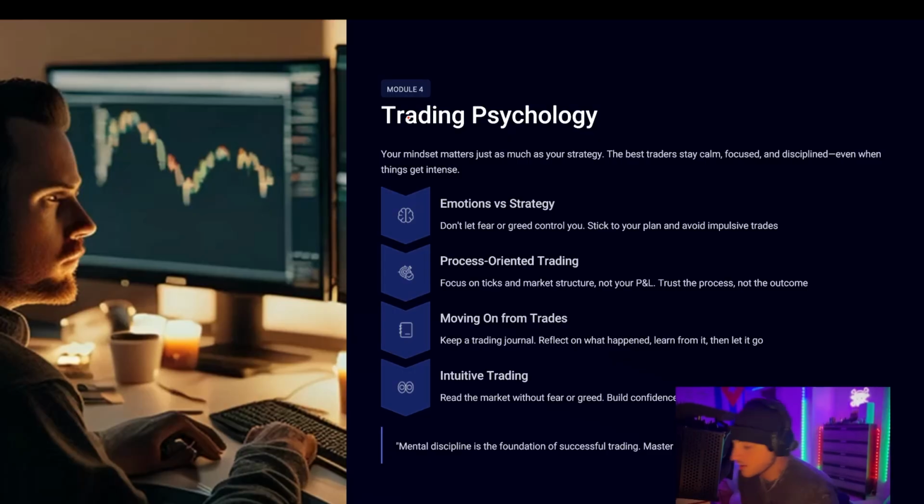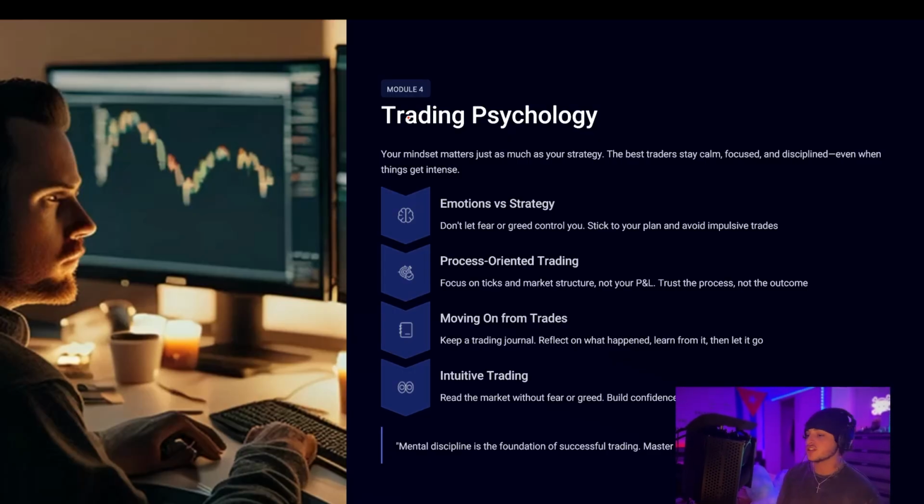Anyways, let's go over the slide. Your mindset matters just as much as your strategy. The best traders stay calm, focused, and disciplined, even when things get intense. Emotions versus strategy. That's what we just talked about. Don't let fear or greed, we'll talk about greed, control you. Stick to your plan and avoid impulsive trades.